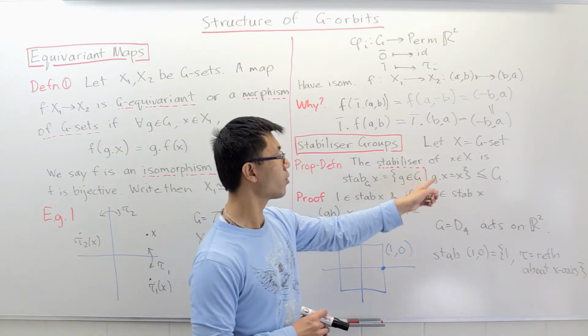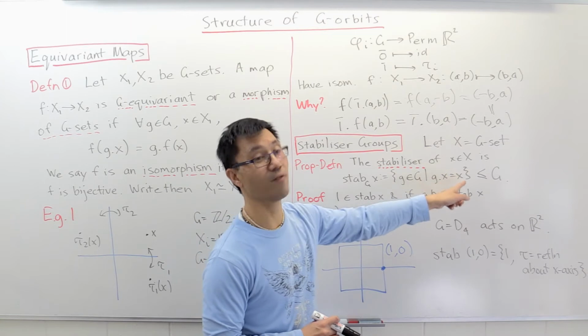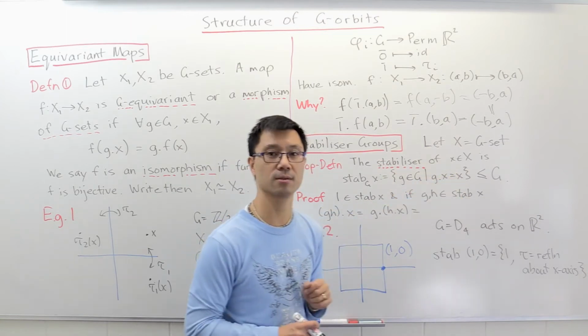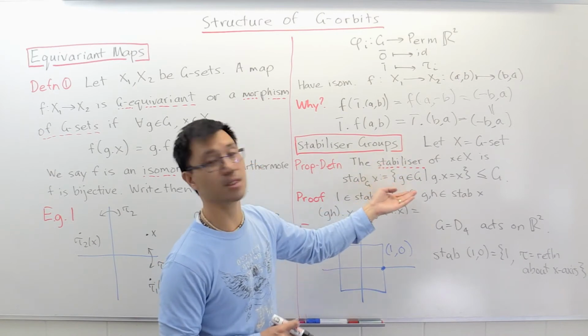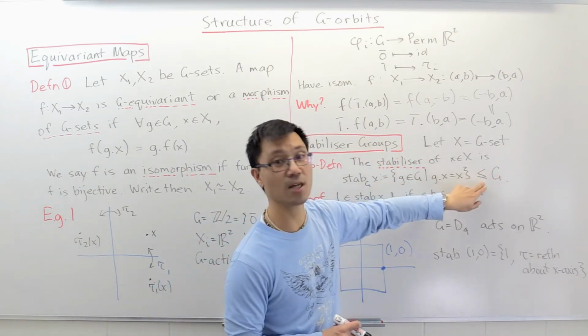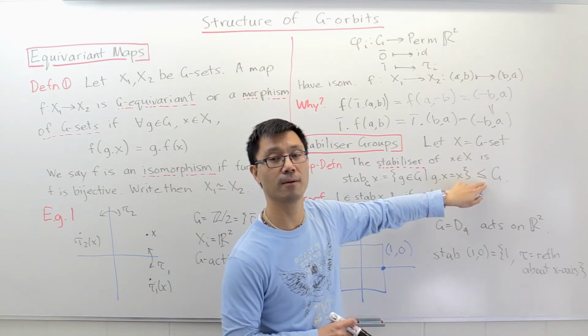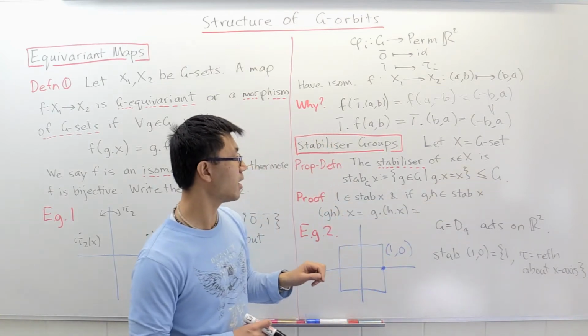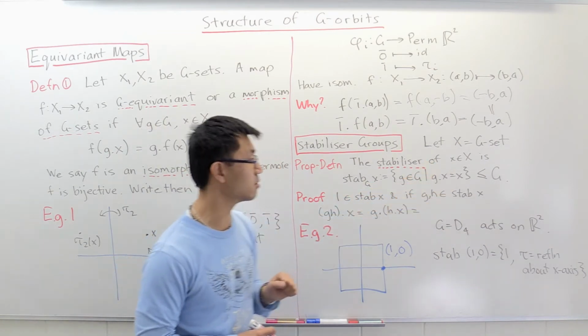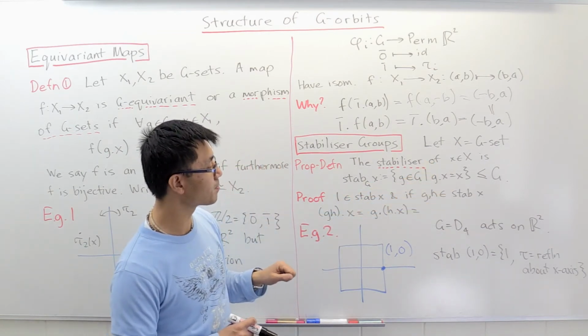In other words, all the group elements G which don't move X, they stabilize X in that sense: G dot X equals X. So this is just some subset of group elements inside big G, and it turns out it's actually a subgroup. To show that, all you need to do is to check the closure axioms.